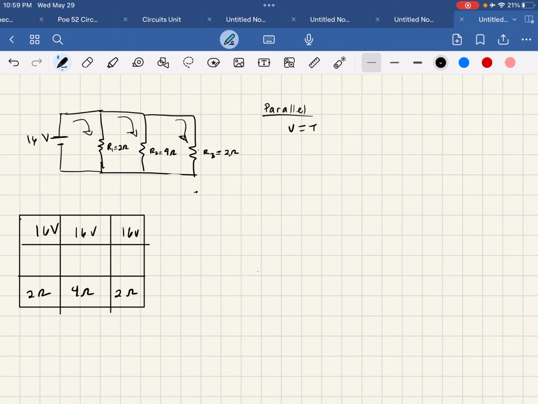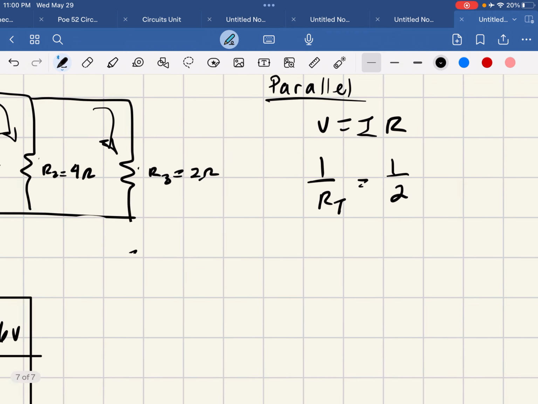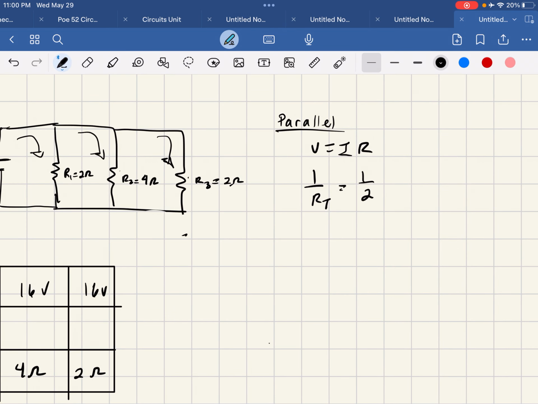We also have this formula. This applies to both in series and in parallel. So let's just find the total resistance. Okay. So that would be, we actually have to do the reciprocal. So 1 over RT would equal 1 over 2. So we have 2 ohms. Resistor 2 is 4 ohms. Resistor 3 is 2 ohms. So it's going to be 1/2 plus 1/4 plus 1/2.